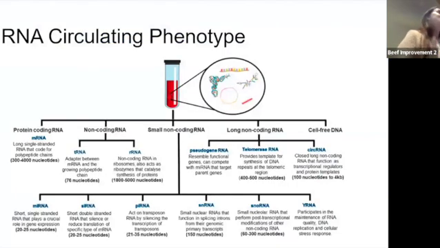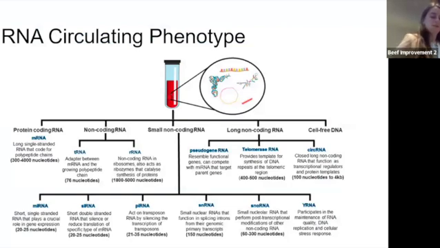Which is why the main focus for me is this RNA circulating phenotype. That is the RNAs that are present within our blood. Obviously, I'm not going to go over every single one of these, but there are tons of RNAs that circulate within the white blood cells in our blood, as well as just free RNA. The main one being mRNA, or messenger RNA.